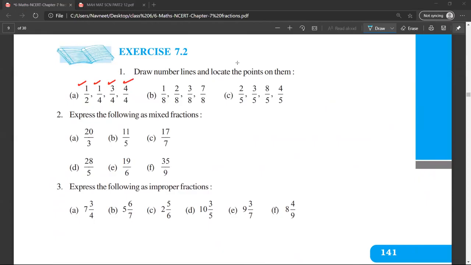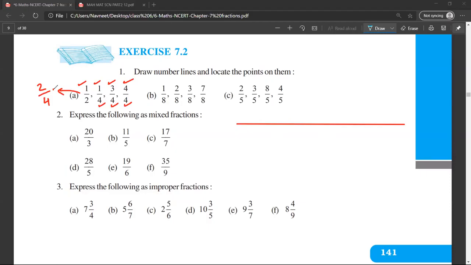So first we have to draw a number line. You can draw a number line. So then 0 and 1. I see four parts. Four parts has denominator everywhere. As a matter of fact, I can write 1 by 2 as 2 by 4 also.